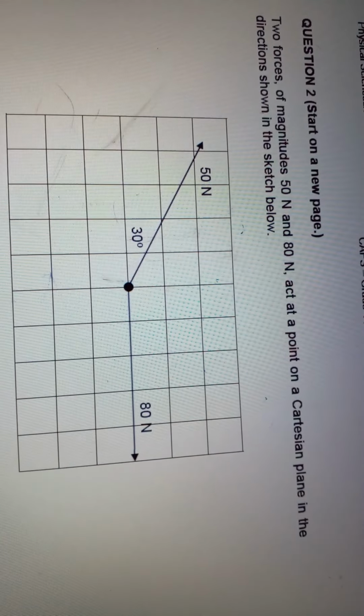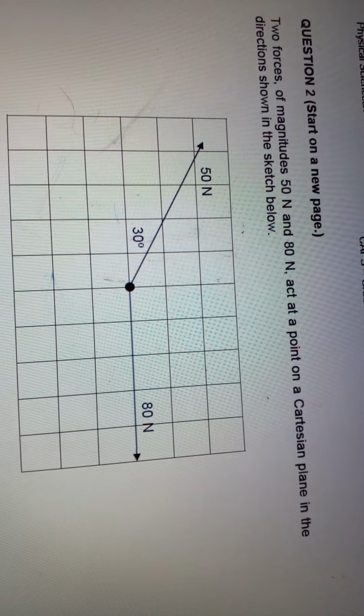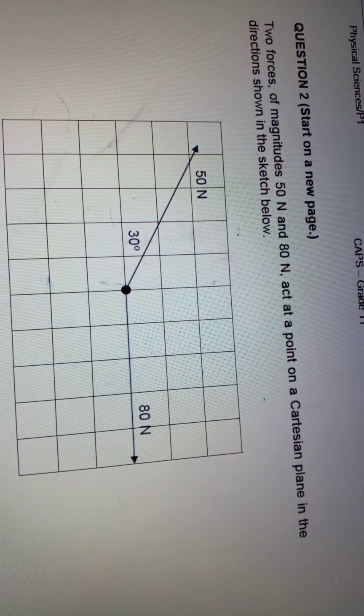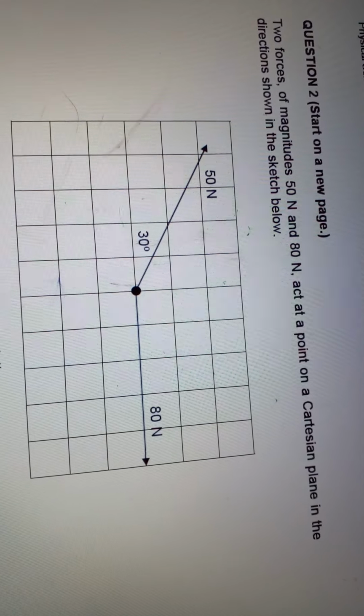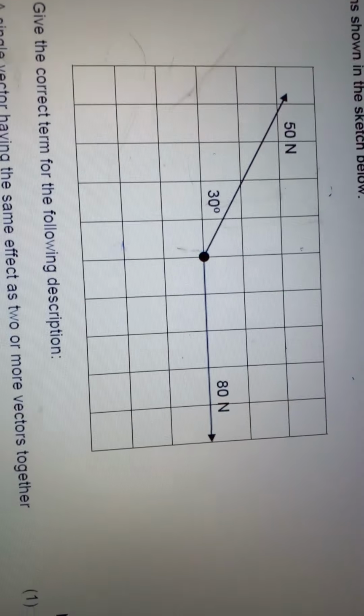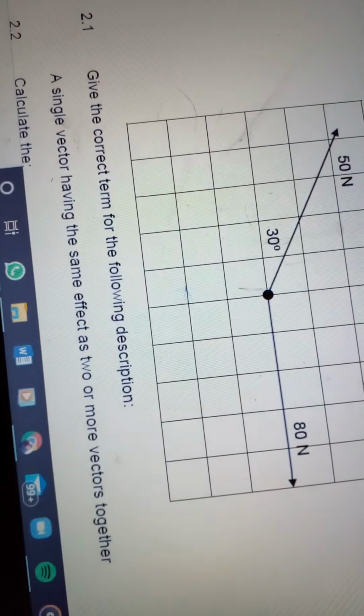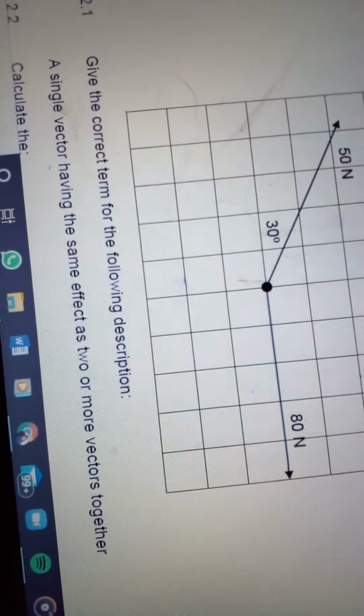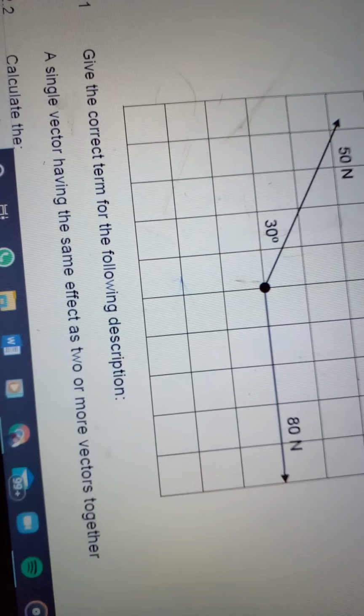Okay, here's the diagram. They are saying two forces of magnitude 50 newtons and 80 newtons act at a point on a Cartesian plane in the direction shown in the sketch below. So you have 50 newtons and 80 newtons to the right. So 2.1, a single vector having the same effect as two or more vectors together. That is the resultant vector.